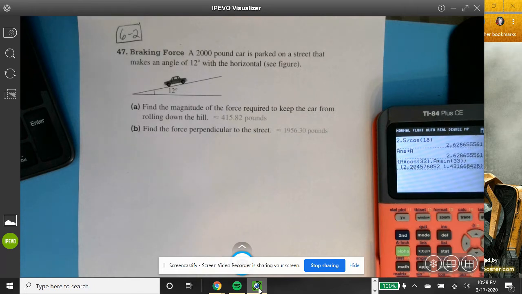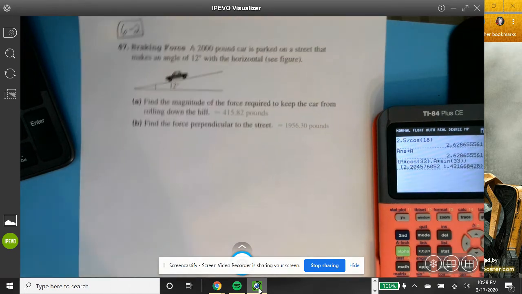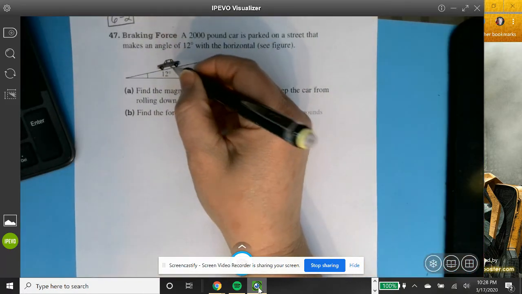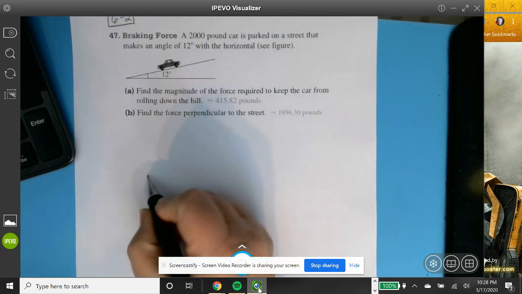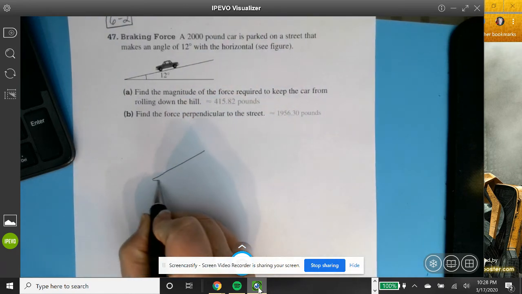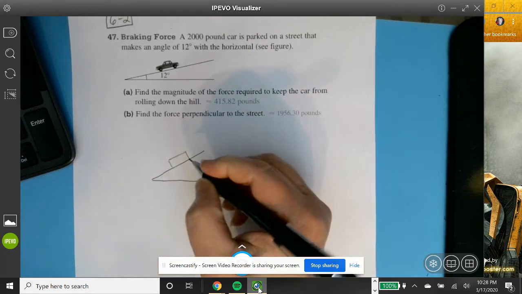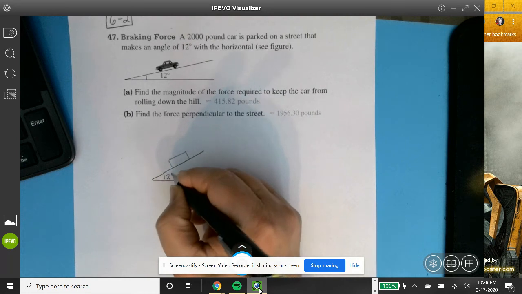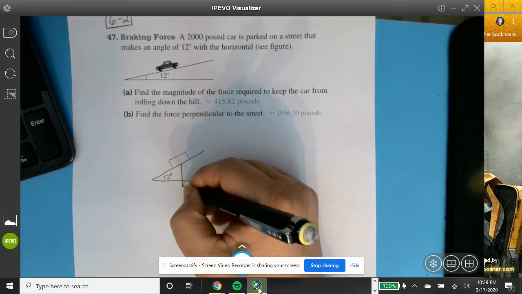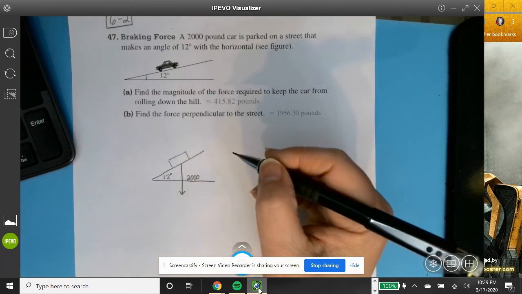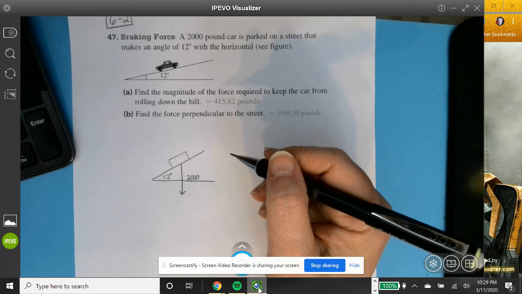Okay, well that means that the force of the car that's being pulled up has to overcome the force of 2,000 pounds of the car. Okay, so I'm going to put an inclined plane here. Here's my inclined plane, and here's my car. This is my horrible rendition of a car. And this is 12 degrees. But I'm going to have a force directly down that's going to be 2,000 pounds, right? Because that's the weight of the car. mg for the car is 2,000.